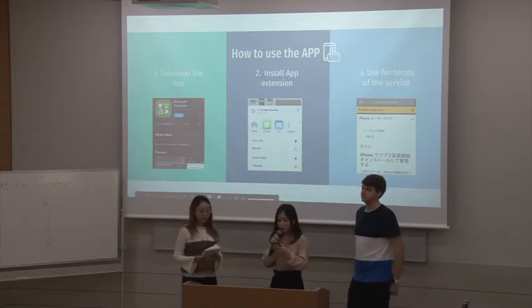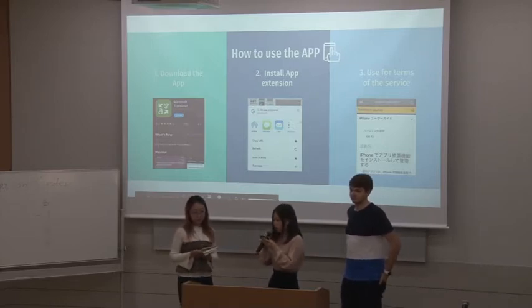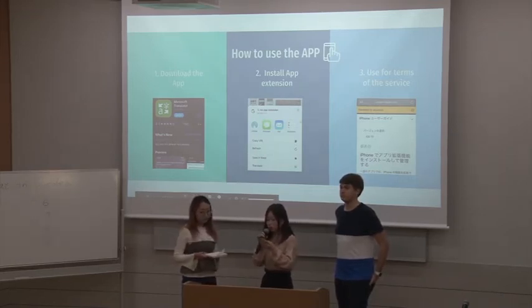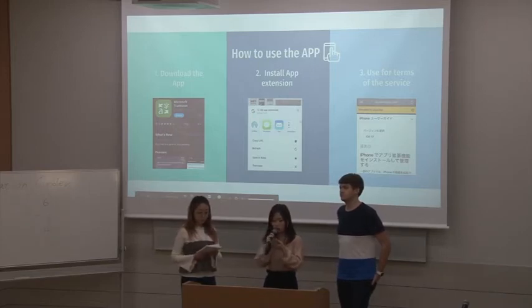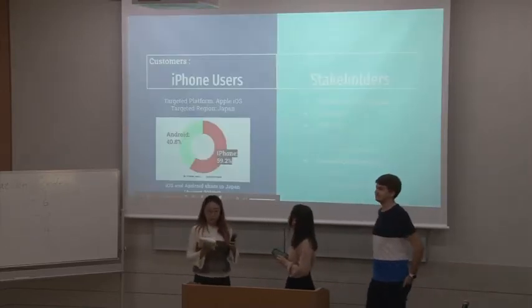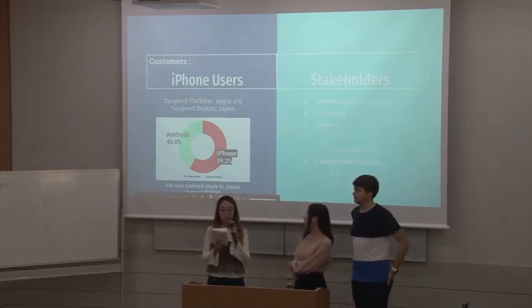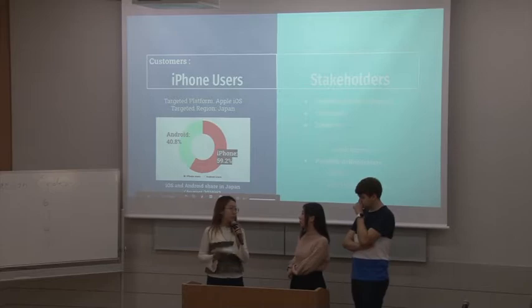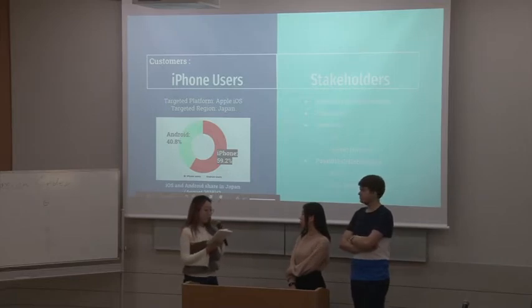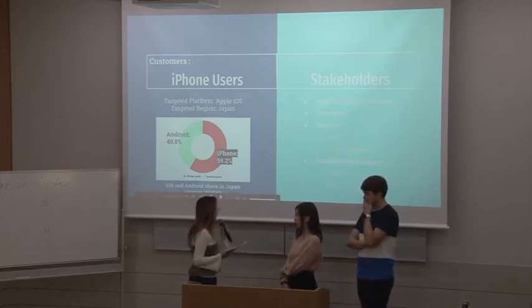The way to use this app is very simple. The picture is an example of an app which has similar app extensions. First, download the app on the App Store. Open the app, and the function, which is an app extension, will be simply installed into the user's iPhone. And then they select this function when they read the terms and conditions. The information shown in the picture is the percentage of Android and iOS users in the Japan market. Users of iOS account for 59.2%, and Android account for 14.8%. So our target customers will be iOS users in Japan.